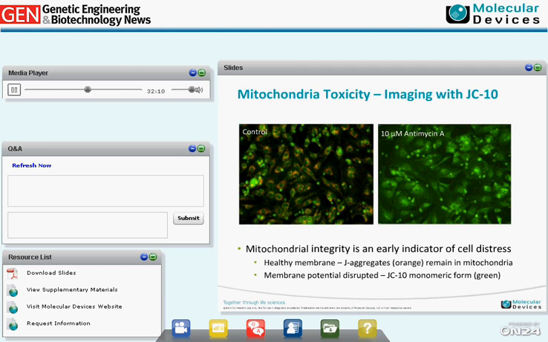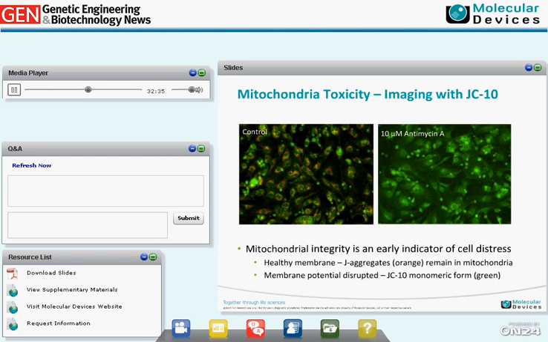So I'll switch gears a little bit and talk about how we can use now fully differentiated cardiomyocytes, and these are induced pluripotent stem cell-derived cardiomyocytes that we received from Cellular Dynamics. And this is an example of a short-term toxicity assay using JC10 and looking at mitochondrial integrity as an early indicator of cell distress.